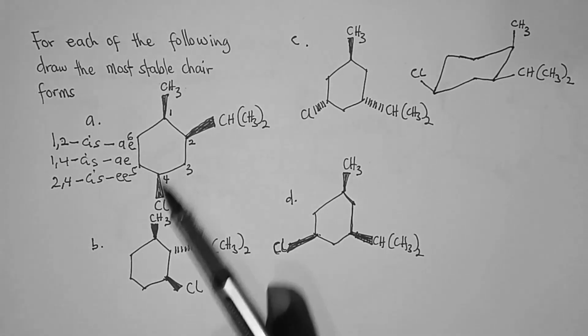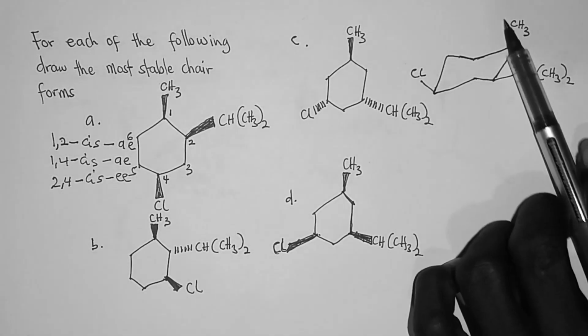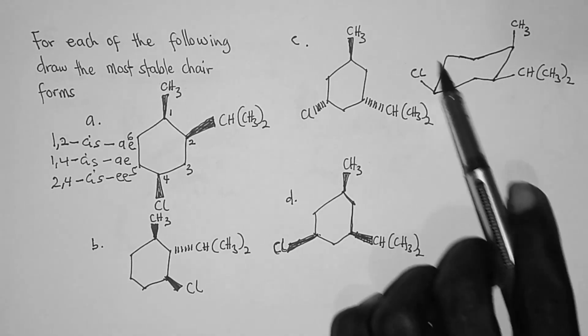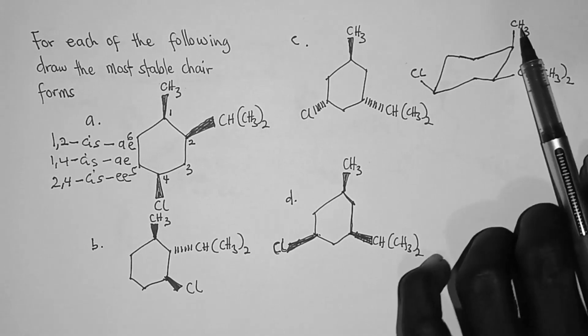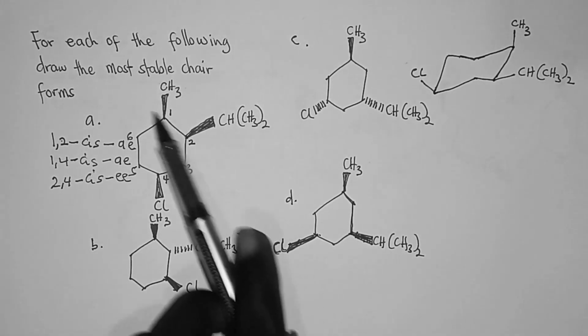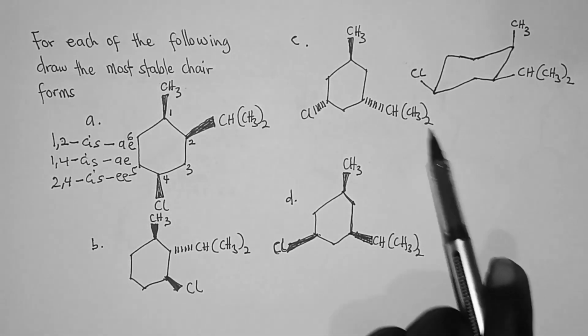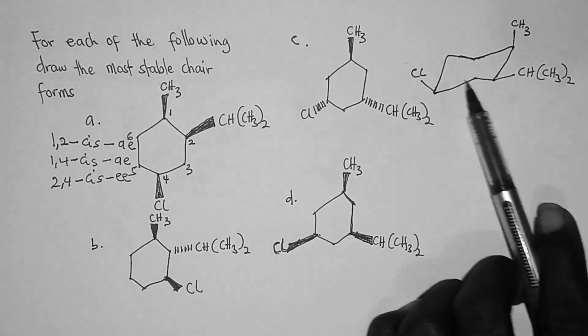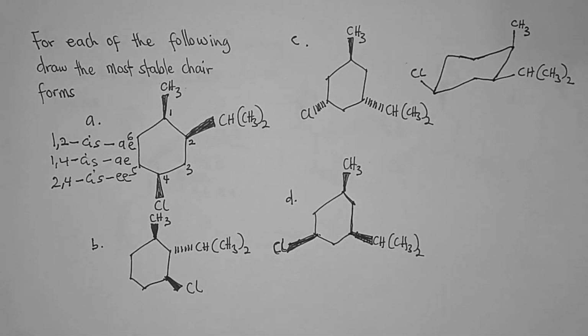And then the 1,4 is also a cis, and cis in the 1,4 is an AE. And you can see that this is in the axial position and this is the equatorial position. And then let's also try a 1,2. 1,2 in a cis, they are cis, and that is also an AE. So this is an AE. So the configuration has not changed in the chair conformer, and this is the most stable chair conformer.